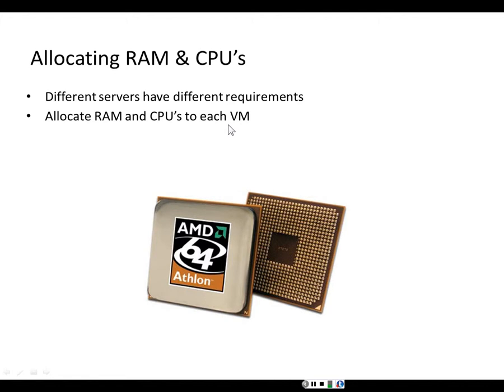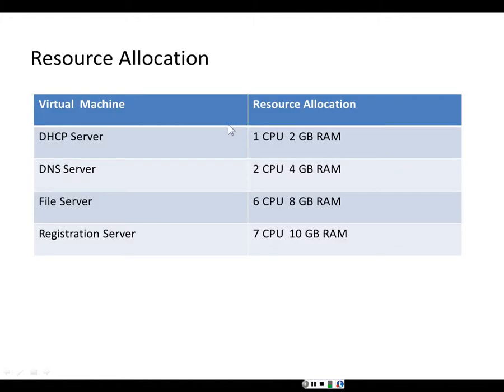to each virtual machine. For example, we might just allocate one CPU and 2 gig of RAM to the DHCP server, 2 CPUs and 4 gig of RAM to the DNS server, 6 CPUs and 8 gig of RAM to the file server, and we could allocate 7 CPUs and 10 gig of RAM to the registration server. Can you do that?